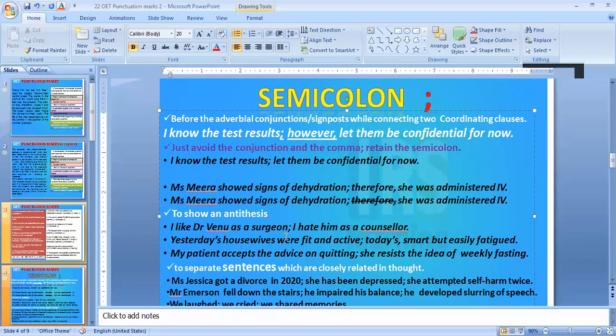What's the next one? To show an antithesis. Can you tell me the meaning of antithesis? You know the meaning of anti. Anti means what? Opposite.